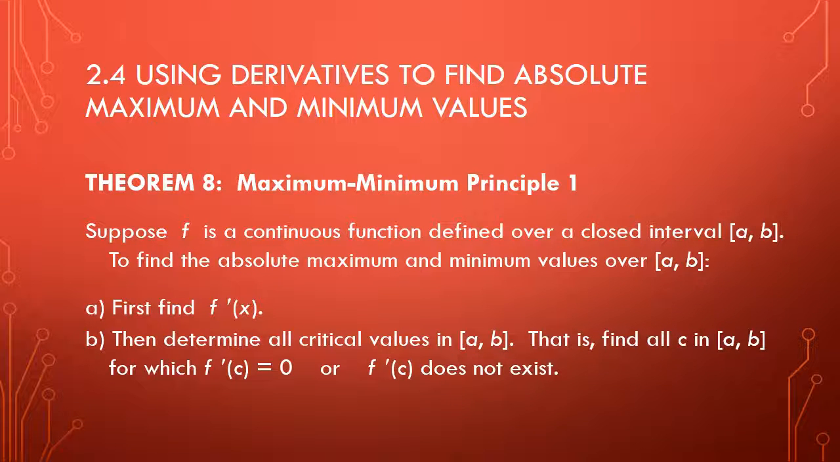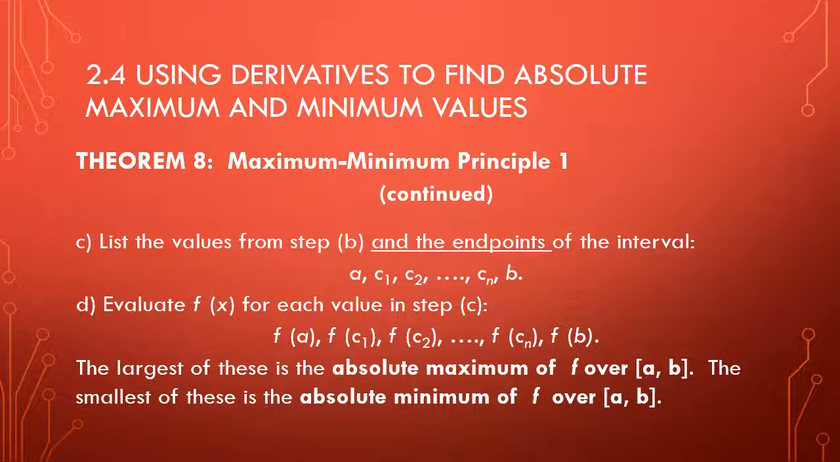Theorem 8 tells us that, let's say f is a continuous function defined over a closed interval, a to b. To find the absolute maximum and minimum values, what we need to do is first find the first derivative. Then we'll find all of the critical values in a to b. That should not be a big surprise, because that's how we've been finding our relative maximums and minimums. So find all of the values in a to b where the first derivative is 0 or does not exist.